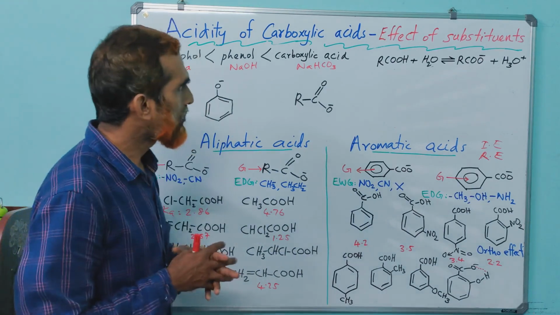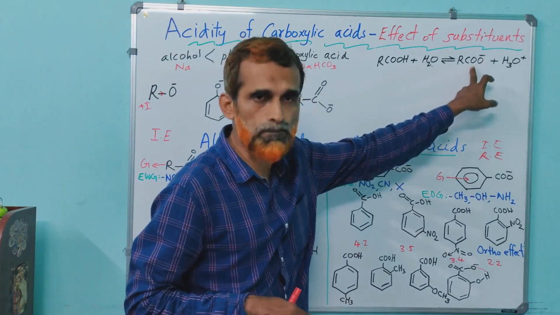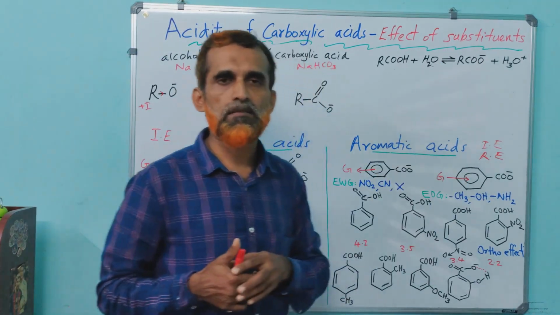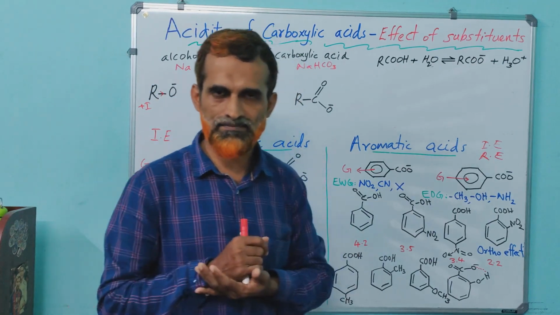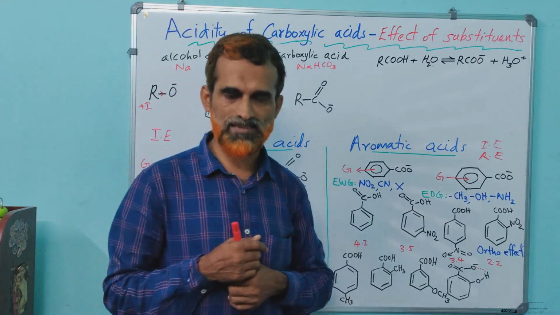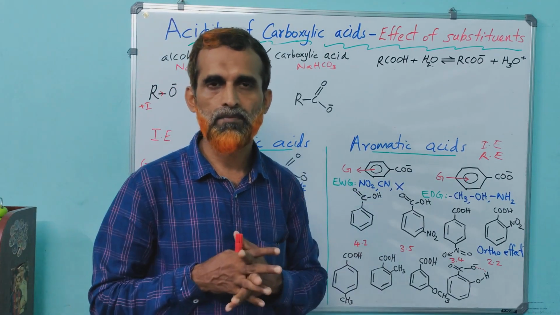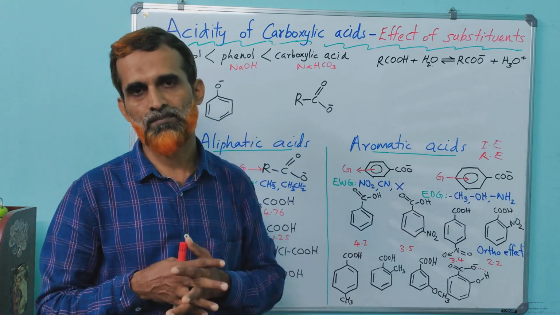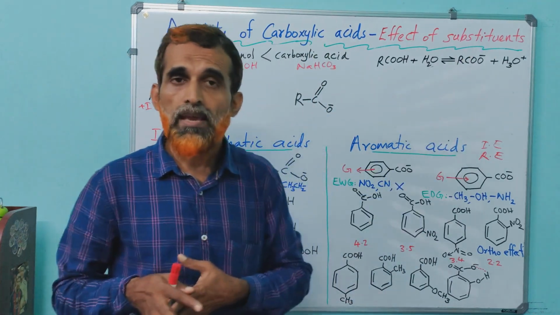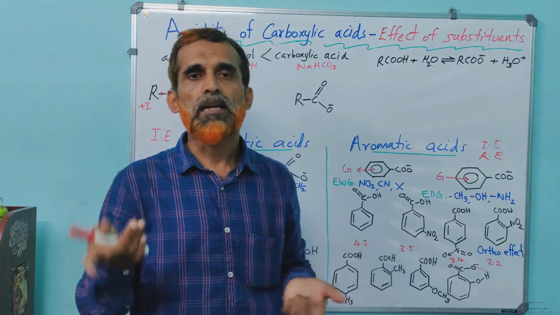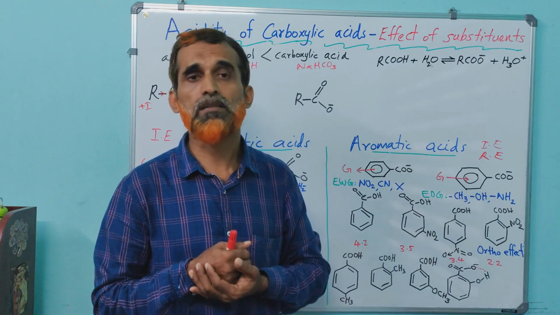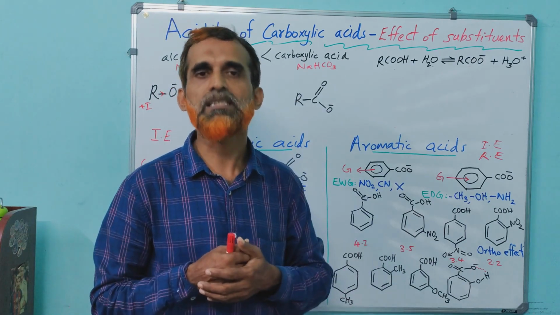The point is, for a charged species, this is the negatively charged species anion, any factor which increases the charge destabilizes it, and any factor which decreases the charge or diminishes the charge stabilizes it. This is again a generalization, an important general rule in organic chemistry. I repeat, for a charged species, whether it is positive or negative, any factor which increases the charge destabilizes it, and any factor which reduces or diminishes the charge or disperses the charge stabilizes it.